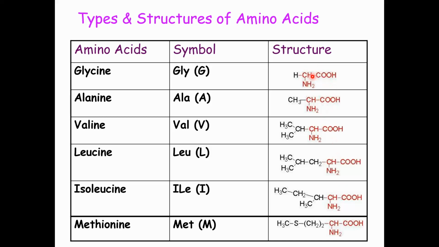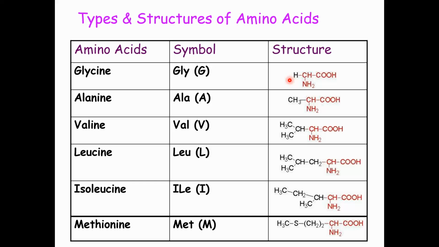That shows that these three groups are similar in all amino acids. So the black one is the R chain, which is different in each amino acid. In the case of glycine, the R chain is a hydrogen atom. That is why glycine is a very simple and basic amino acid, because its R chain is only a single hydrogen atom attached to the central carbon atom.